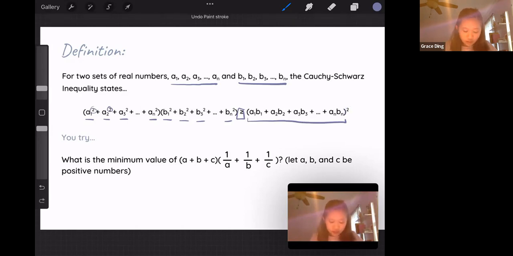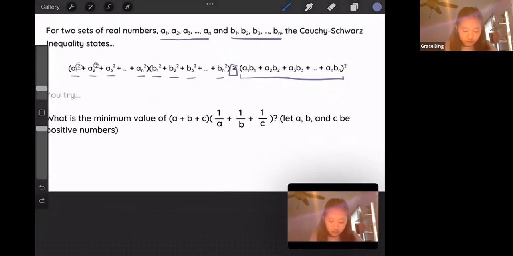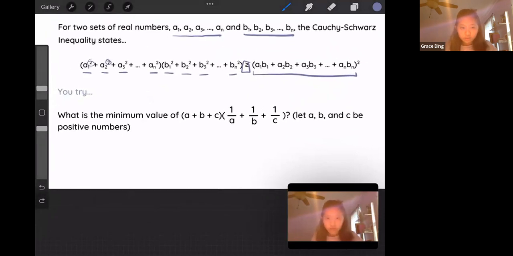So I think it's easier if you try to put this into a problem. So you guys can try this problem. And if you can't use Cauchy-Schwarz, you can also use AMGM to prove this.